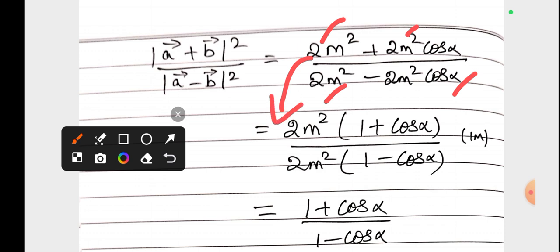Kindly take 2m square common. Get 1 plus cos alpha and 1 minus cos alpha, children. After a long time, satisfaction is cancelling it. Yes, we are cancelling. Then 1 plus cos alpha by 1 minus cos alpha. For this 1 mark, children.